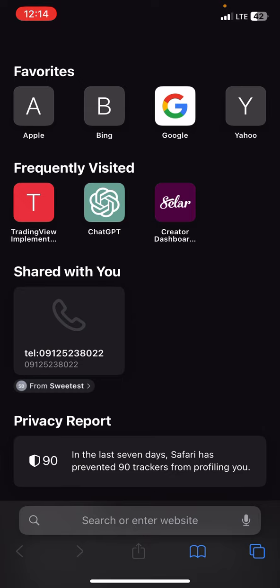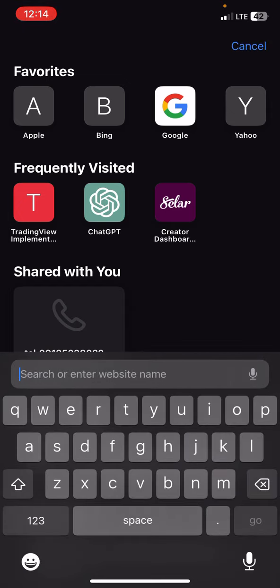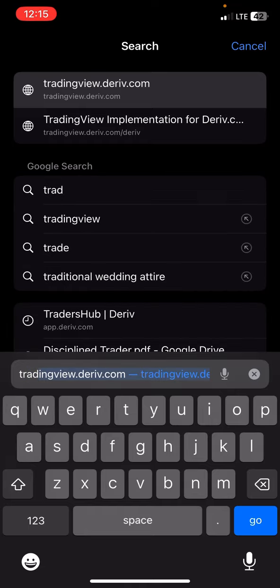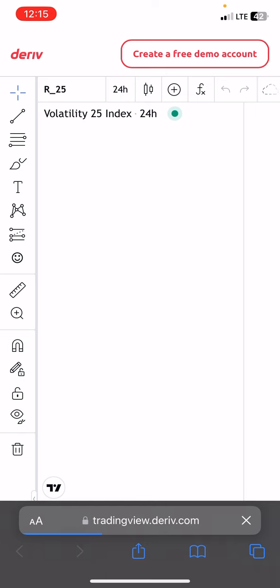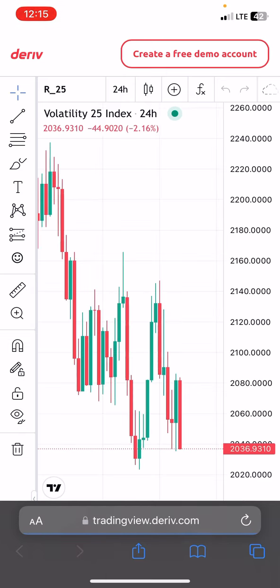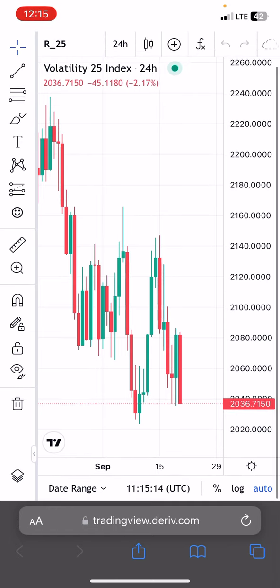Before that, I want to show you guys about the TradingView of Deriv. I've been getting a lot of questions about TradingView Deriv, so I just want to give an explanation. You go to your Google, your Safari, anyone, your Chrome, then you type in tradingview.deriv.com, then you click on go. Then the next thing you would want to do is to change the settings.